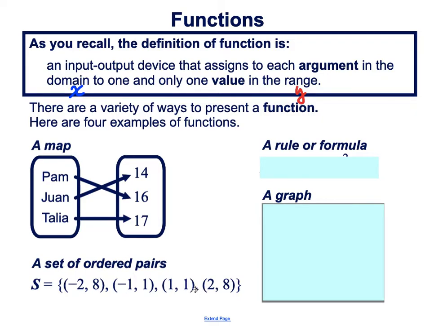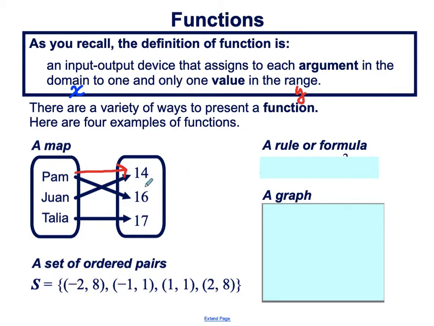And let me explain it back to the map here, right? So let's take, for example, Pam. Pam right now is scoring 16 points. Juan is scoring 14 points. But in a single game of basketball, can Pam score both 14 points and 16 points? Could that be possible? The answer is no. In a single game of basketball, Pam can't score 14 points and 16 points at the same time.